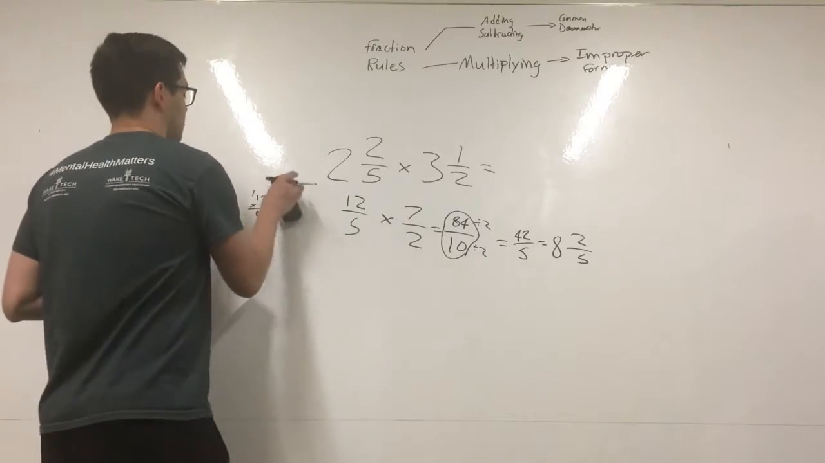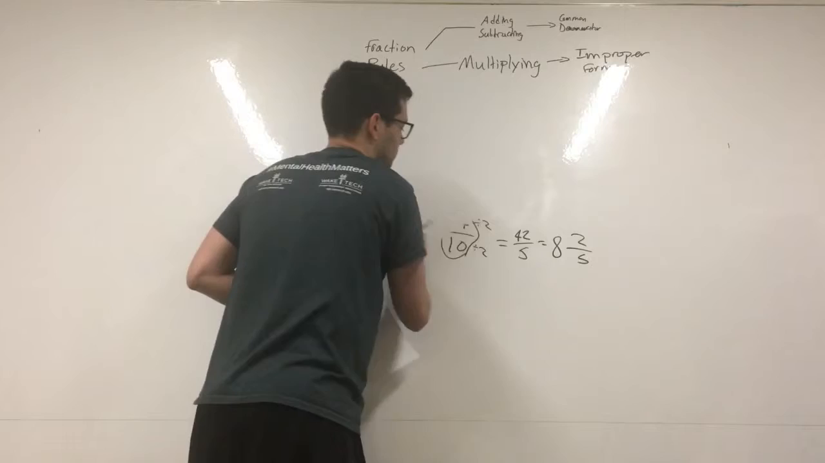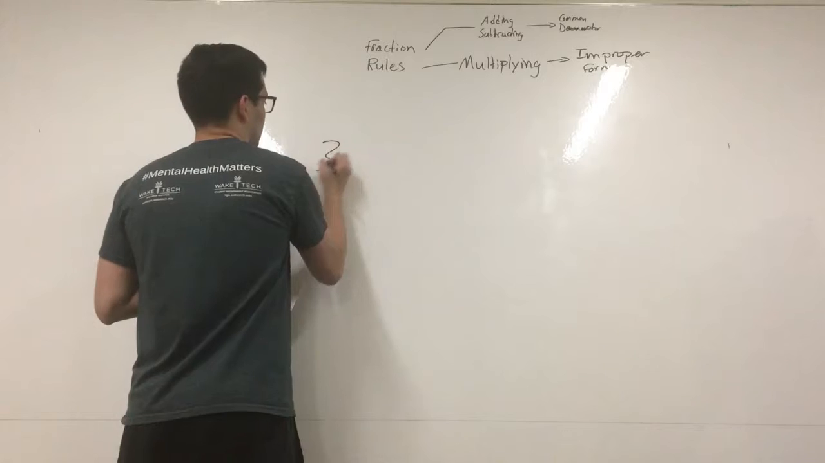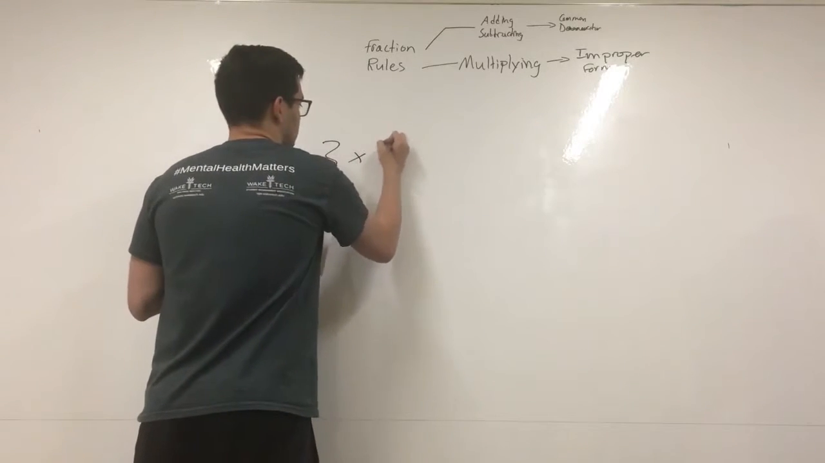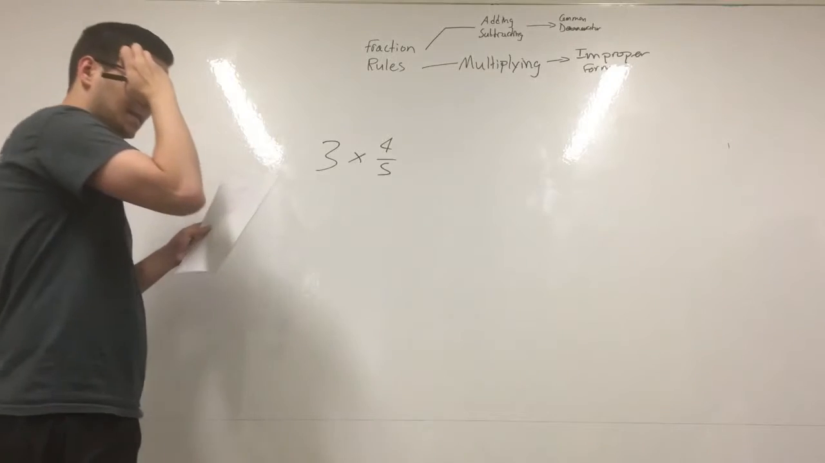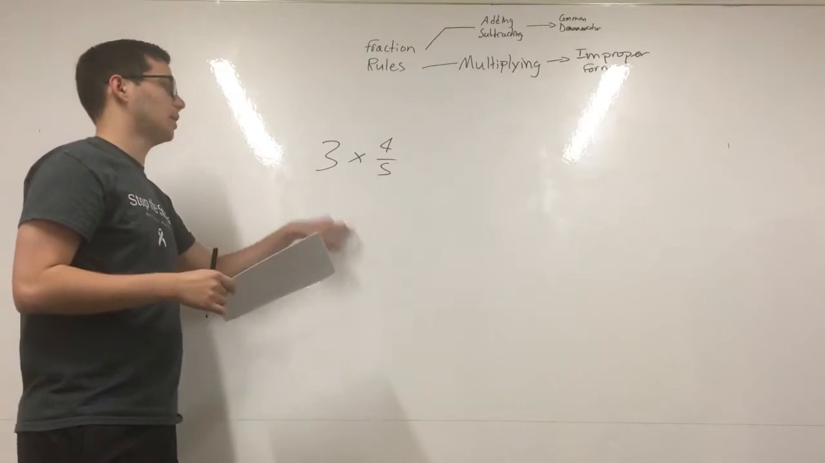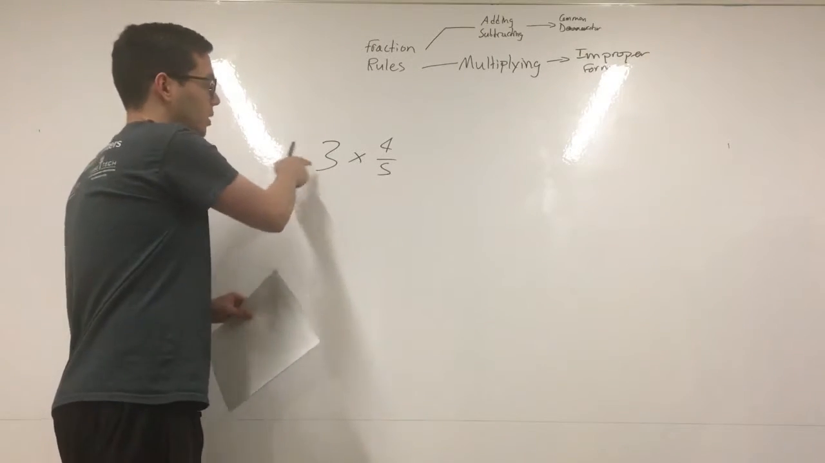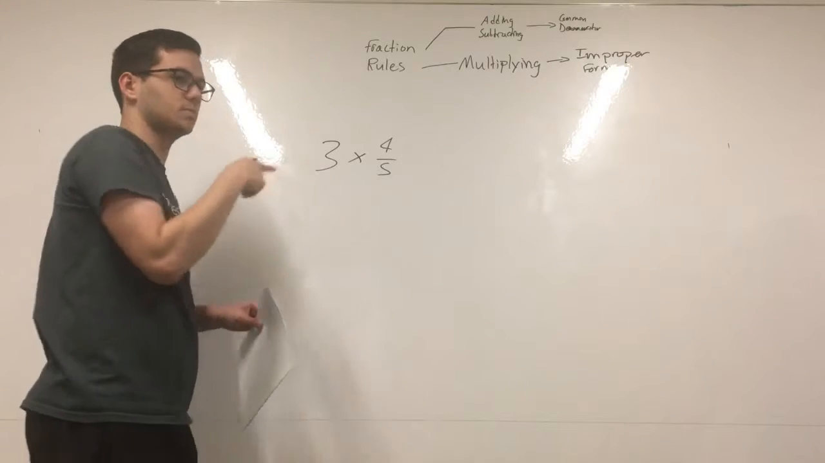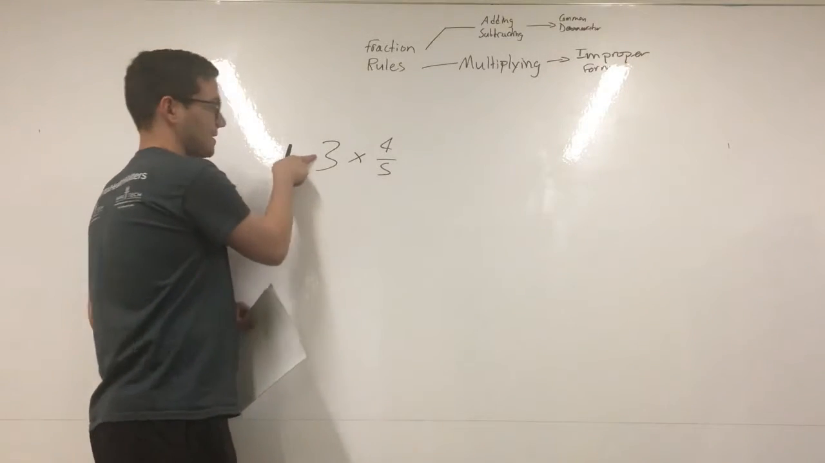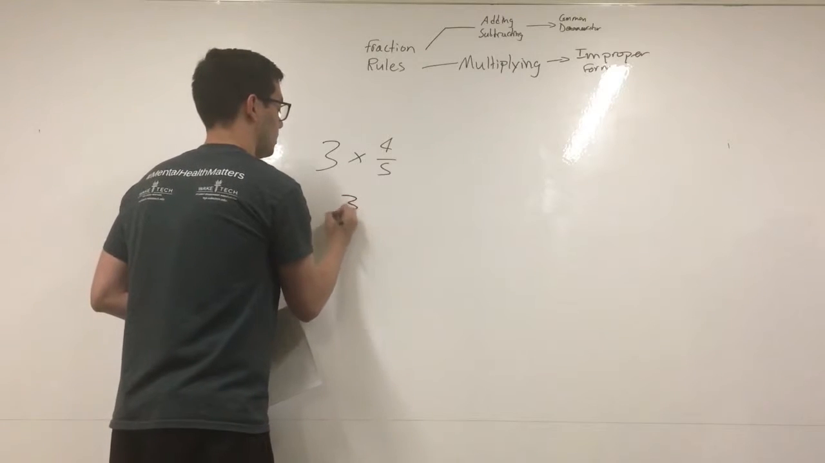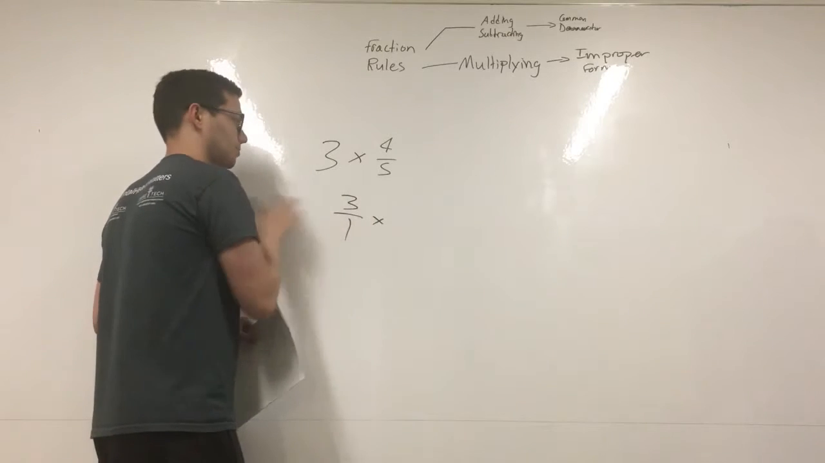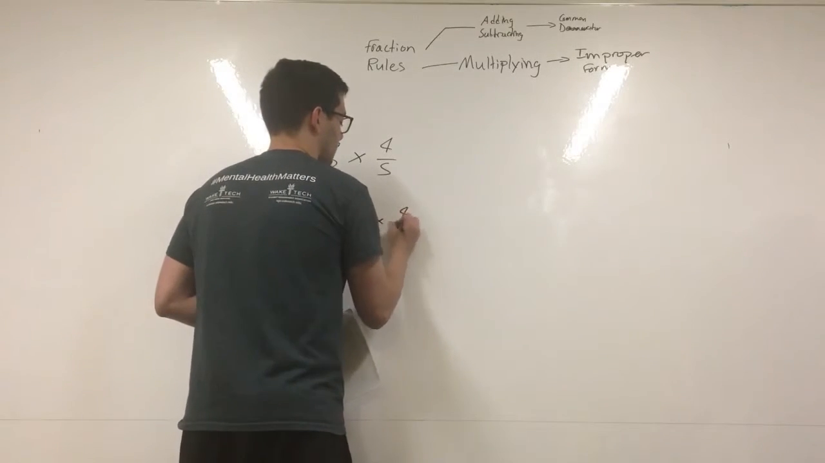Okay, let's try one more multiplication problem. This one is with a whole number. Anytime you're dealing with one whole number and a fraction, it's a good idea to change the whole number to a fraction. The way we change a whole number to a fraction, we just put it over 1. So to change this 3 to a fraction, we're going to do 3 over 1, because in the end, 3 divided by 1 is 3. So I didn't change the value, I didn't break any rules. And this is the same, 4 over 5.